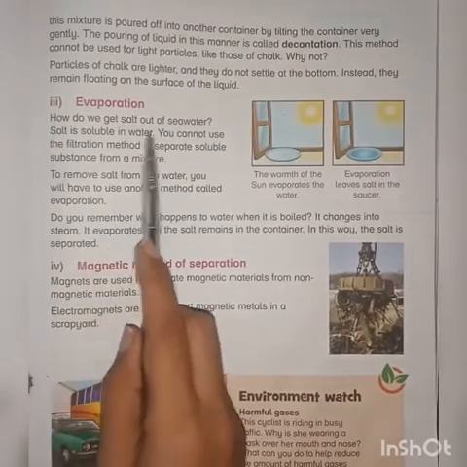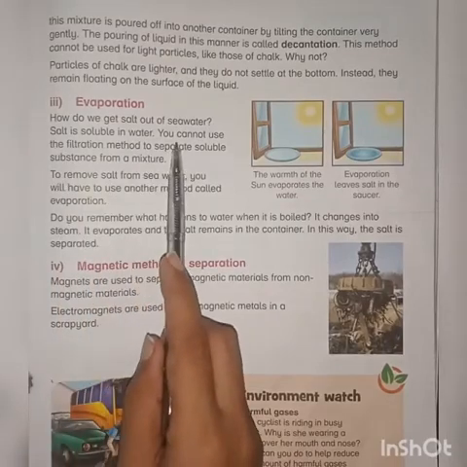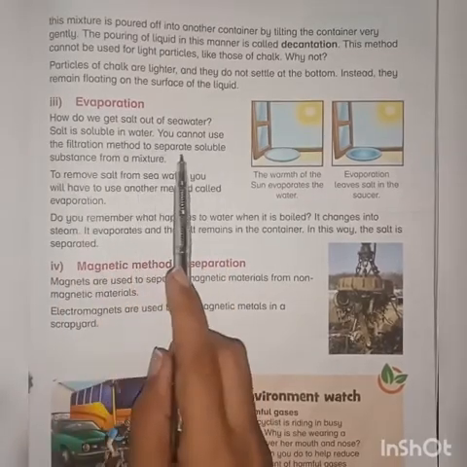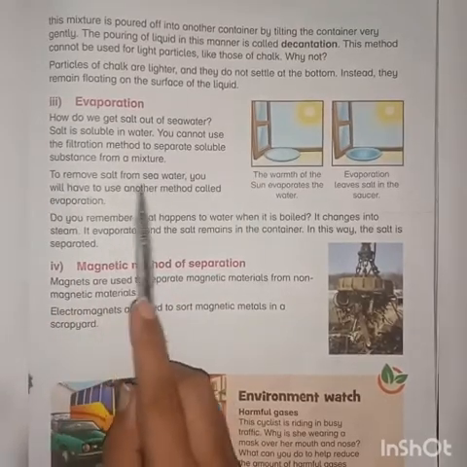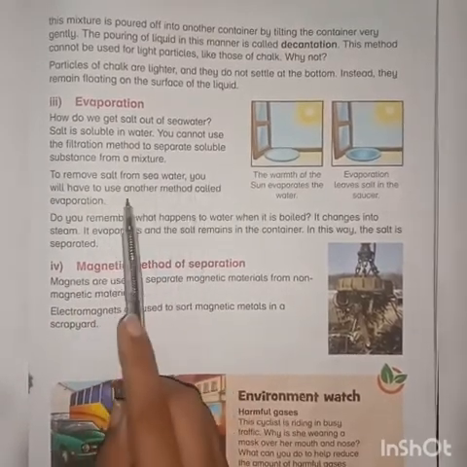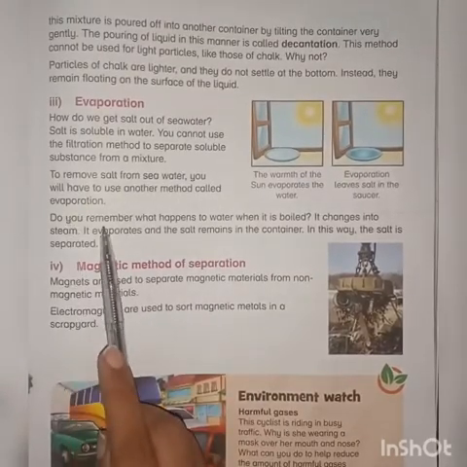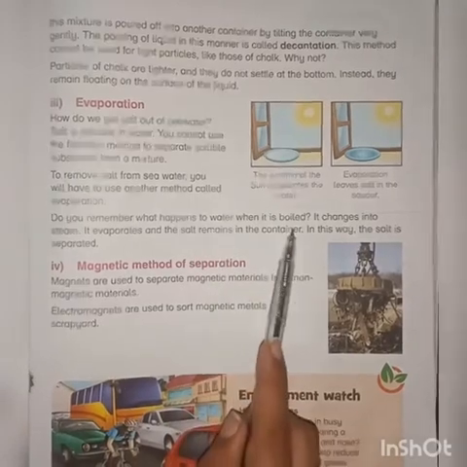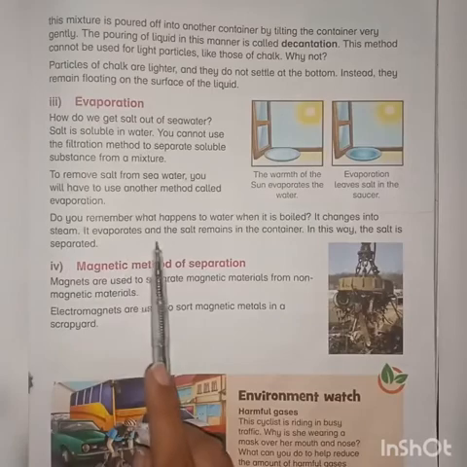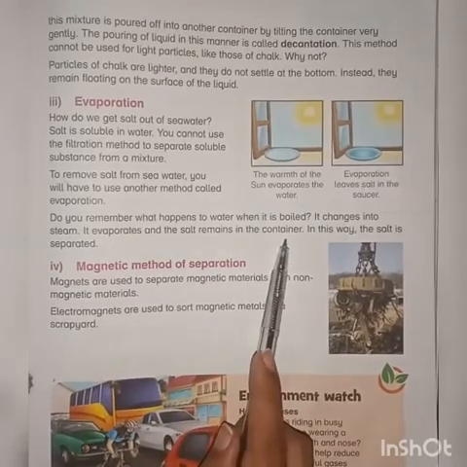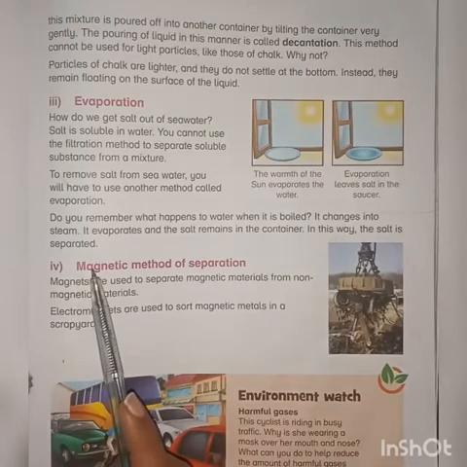How do we get salt out of seawater? Salt is soluble in water. You cannot use the filtration method to separate soluble substance from a mixture. To remove salt from seawater, you will have to use another method called evaporation. Do you remember what happens to water when it is boiled? It changes into steam, it evaporates, and the salt remains in the container. In this way, the salt is separated.